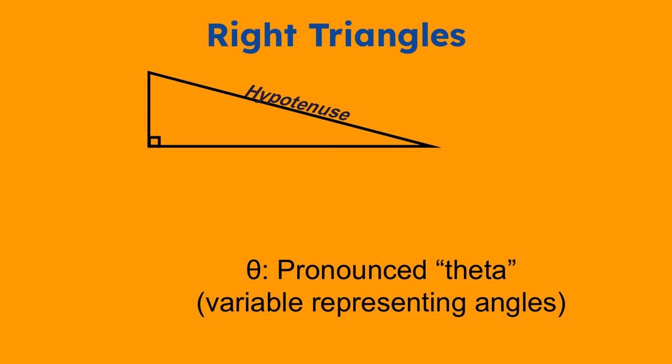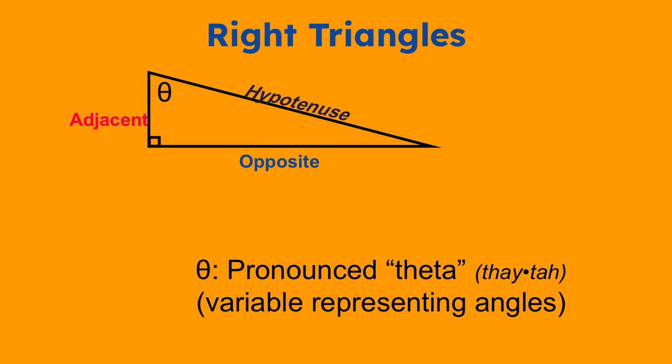Now we're going to look at another example of a triangle with theta in a different place. So now theta is up at the top of the triangle. And so we are going to try to figure out where the opposite and the adjacent are. The opposite is across the triangle, and the adjacent is right next to theta.